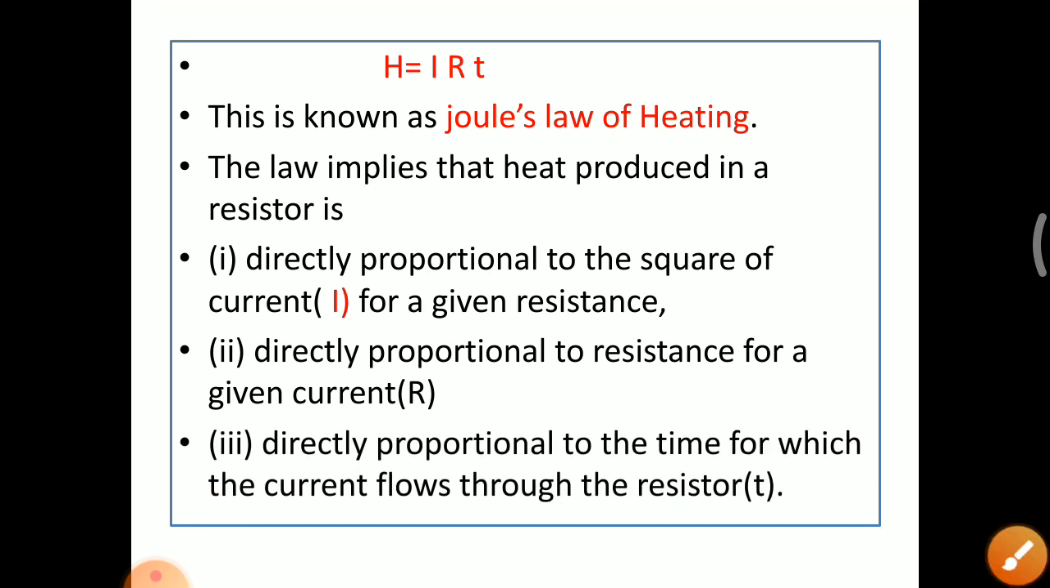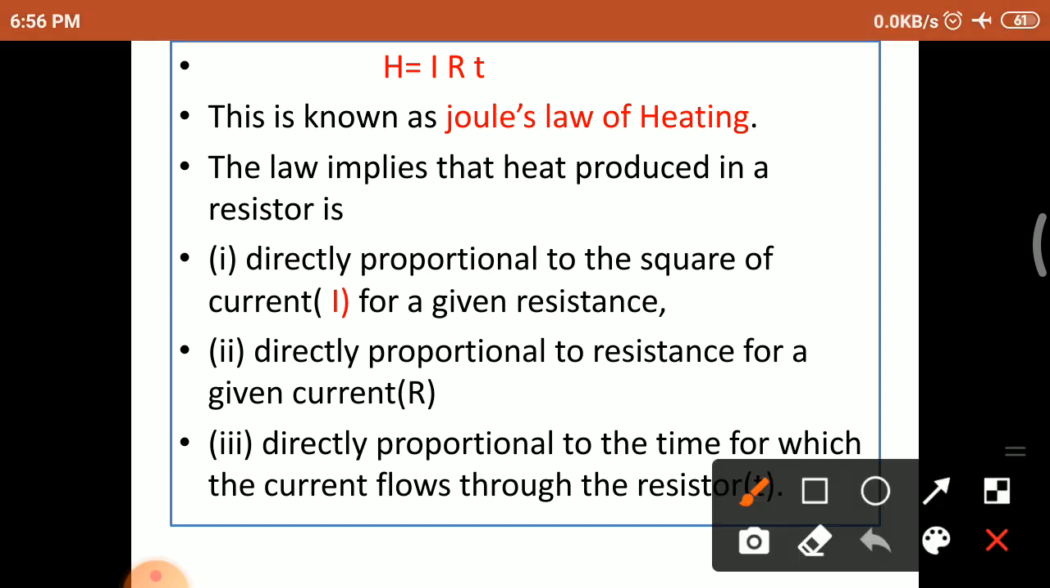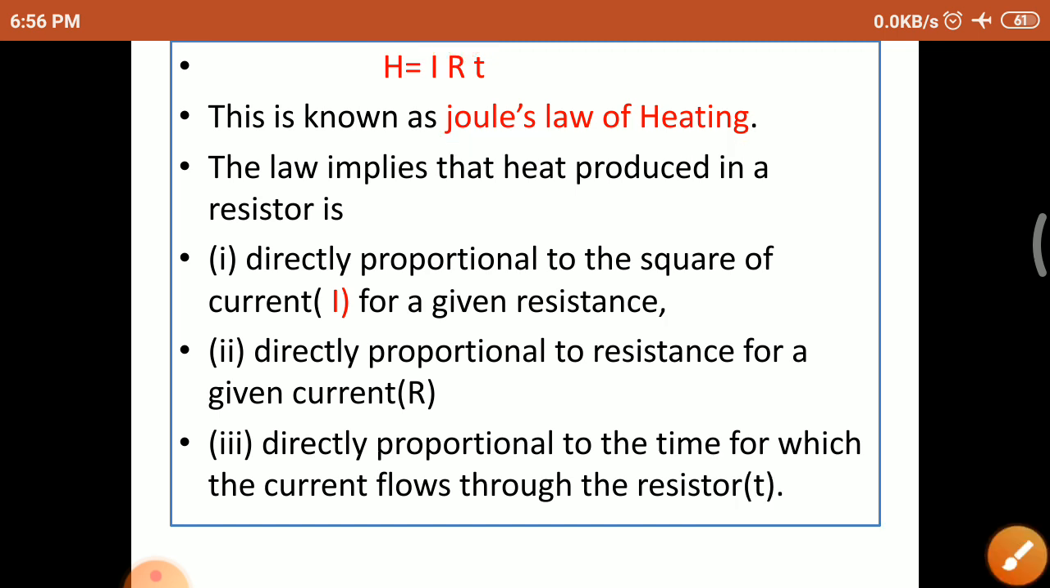And H is directly proportional to the time for which the current flows through the resistor. So H is directly proportional to the square of the current, H is directly proportional to R, and H is directly proportional to T. This is a very important formula, Joule's law of heating: I squared RT. Do you understand what is meant by the heating effect of electric current? When the current is flowing in the circuit, some of the energy is dissipated in the form of heat. So this effect is called the heating effect of electric current.